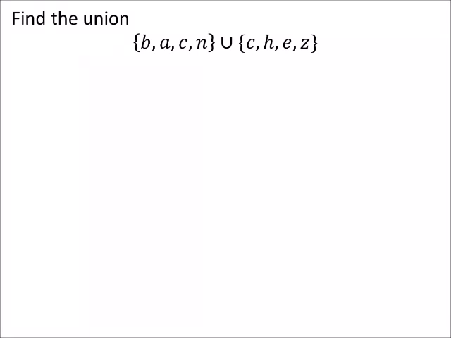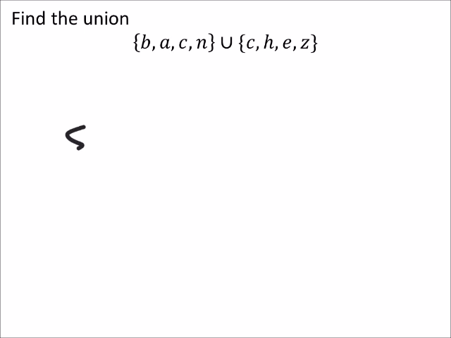Are there values in both of these two sets of, these are letters, of course. Is there a value or values that are part of both? Yes. Yeah, C is right. Are there any others? No. So since C is part of both, we don't list it twice for the union, okay?